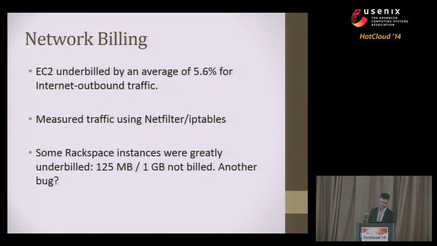It also did turn out that some Rackspace instances were fairly substantially underbilled for traffic that was successfully sent from the instance to our controller on campus, say by as much as 125 megabytes out of 1 gigabyte sent. So that also suggests that there is a bug in Rackspace network billing, though we're not able to precisely determine the cause of the underbilling.